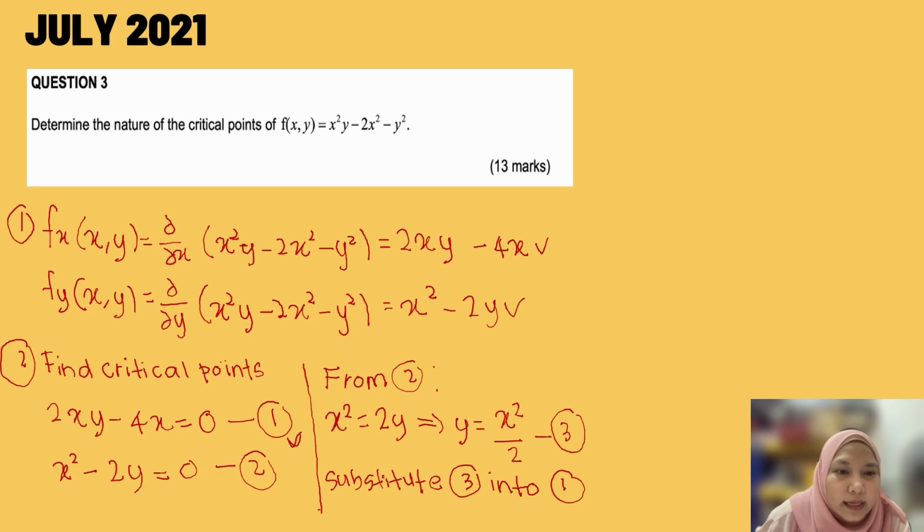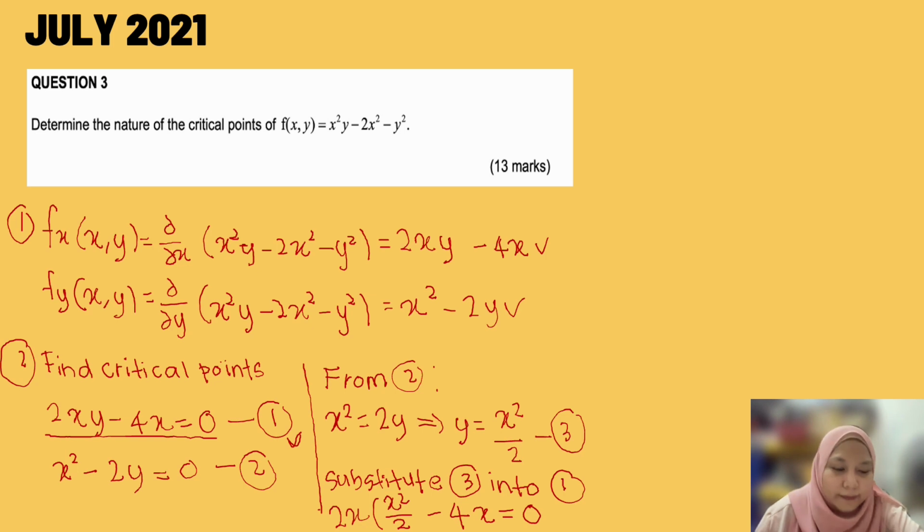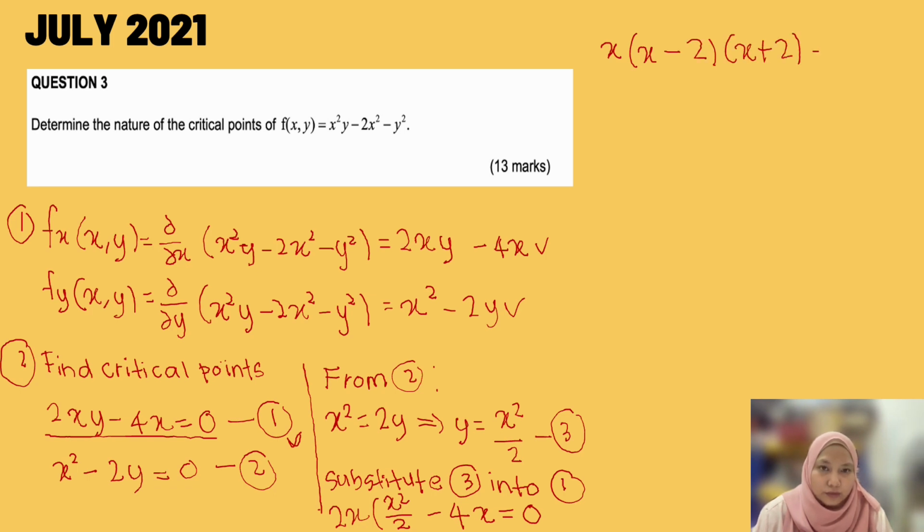So we will have 2x. This is our equation 1 right here. Now y we will replace with equation 3. So 2xy now becomes x squared over 2, minus 4x equals to 0. So we will solve this one. Right up here, we get x minus 2, x plus 2 equals to 0.